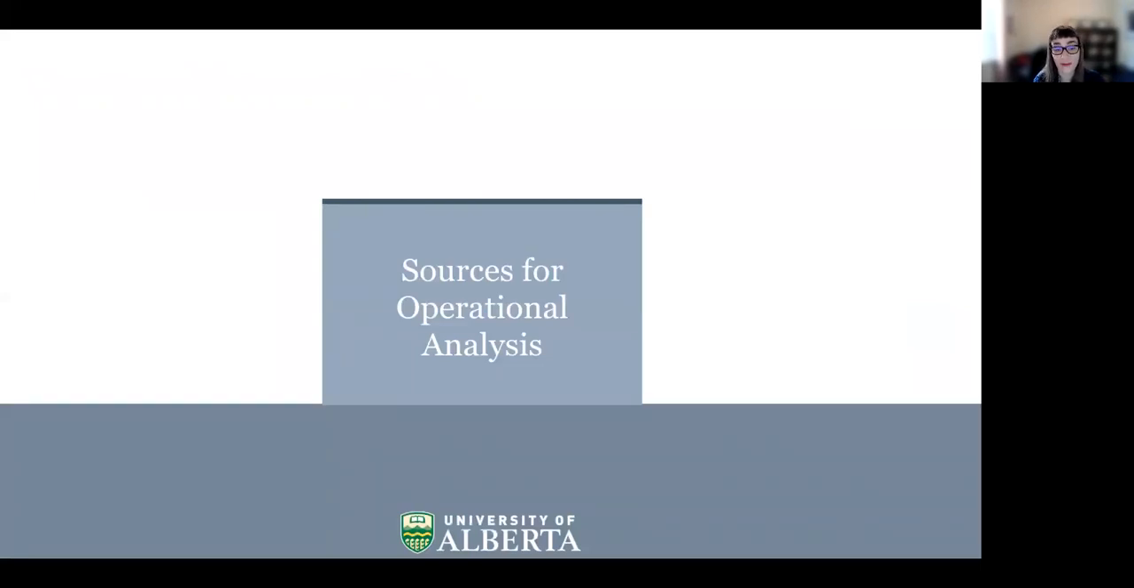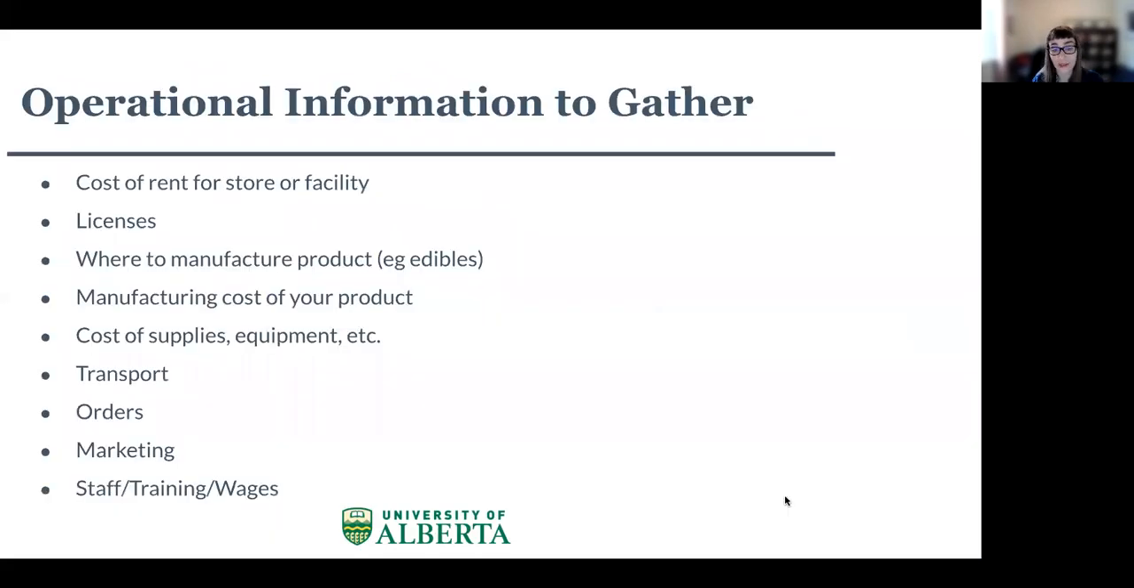In terms of information sources for operational analysis, this also enhances your project too. So operational information you may want to gather includes the following: cost of renting for a store or a facility, licenses, where to manufacture your product, manufacturing cost of your product, cost of supplies, equipment, etc., transport, orders, marketing, staff and training and wages.